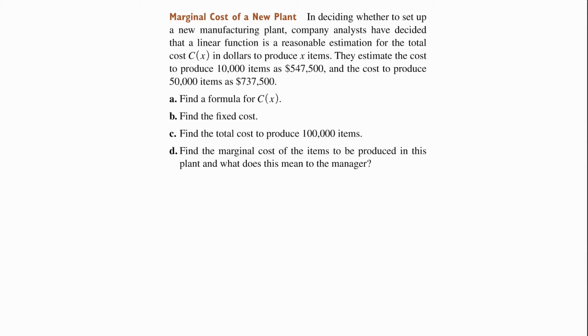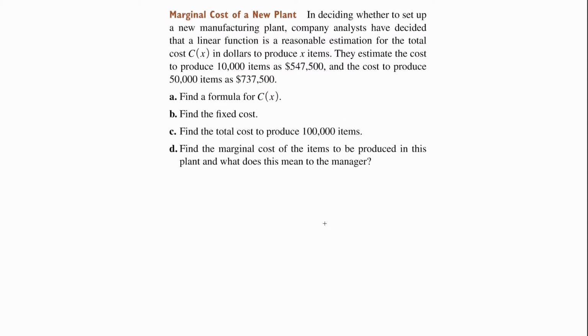We're going to look at this marginal cost question. It says, in deciding to set up a new manufacturing plant, company analysts have decided that a linear function is a reasonable estimate for the total cost C of X in dollars to produce X items. They estimate the cost to produce 10,000 items is $547,500, and the cost to produce 50,000 items is $737,500. So we're going to find the formula for C of X, and then we're going to find the fixed cost, etc. Okay, so let's work on finding the formula.